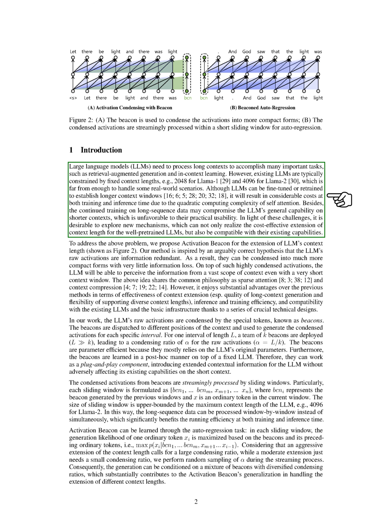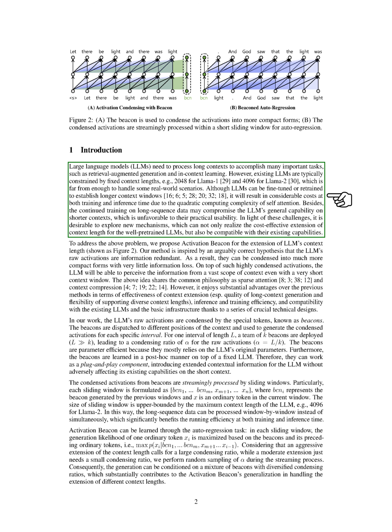In our method, we use special tokens called beacons to condense the raw activations. We place these beacons at different points in the context and use them to generate condensed activations for each specific interval. For an interval of length L, we use K beacons, where L is much greater than K, which gives us a condensing ratio of alpha equals L divided by K. These beacons are efficient and can be added to an existing LLM without affecting its current abilities.